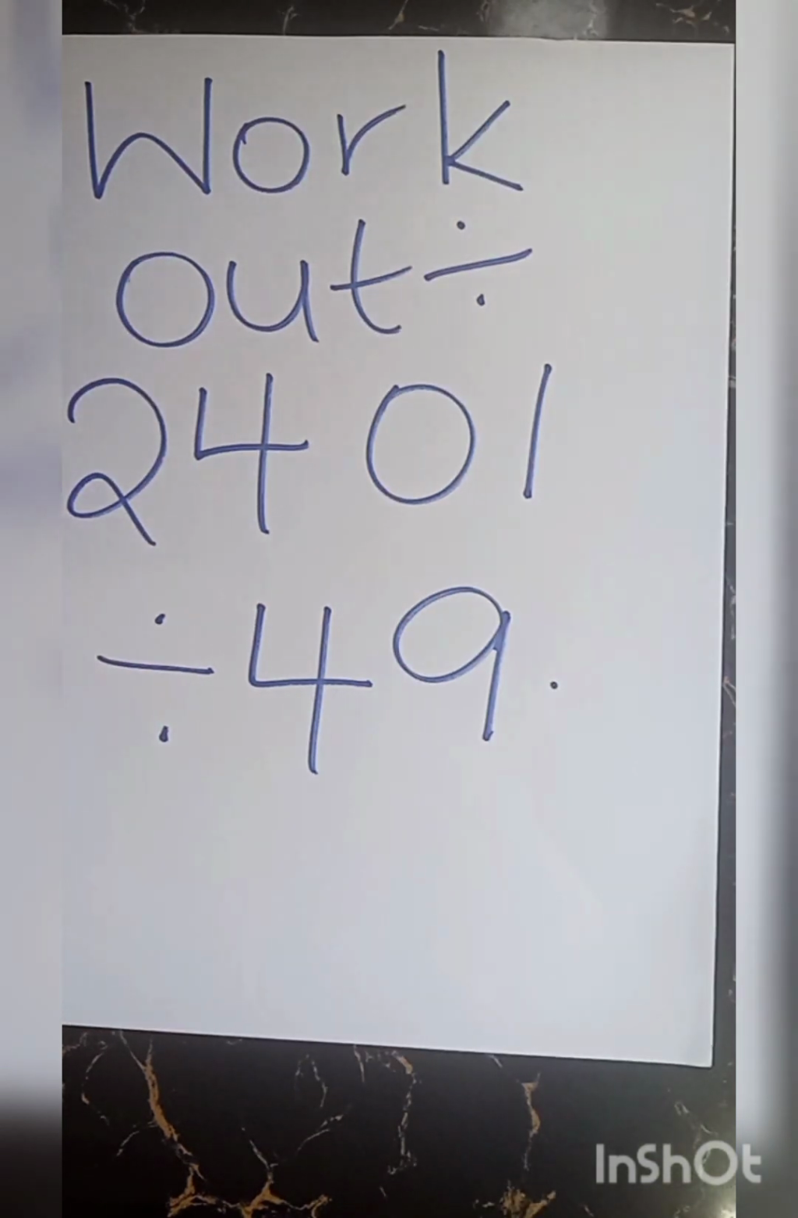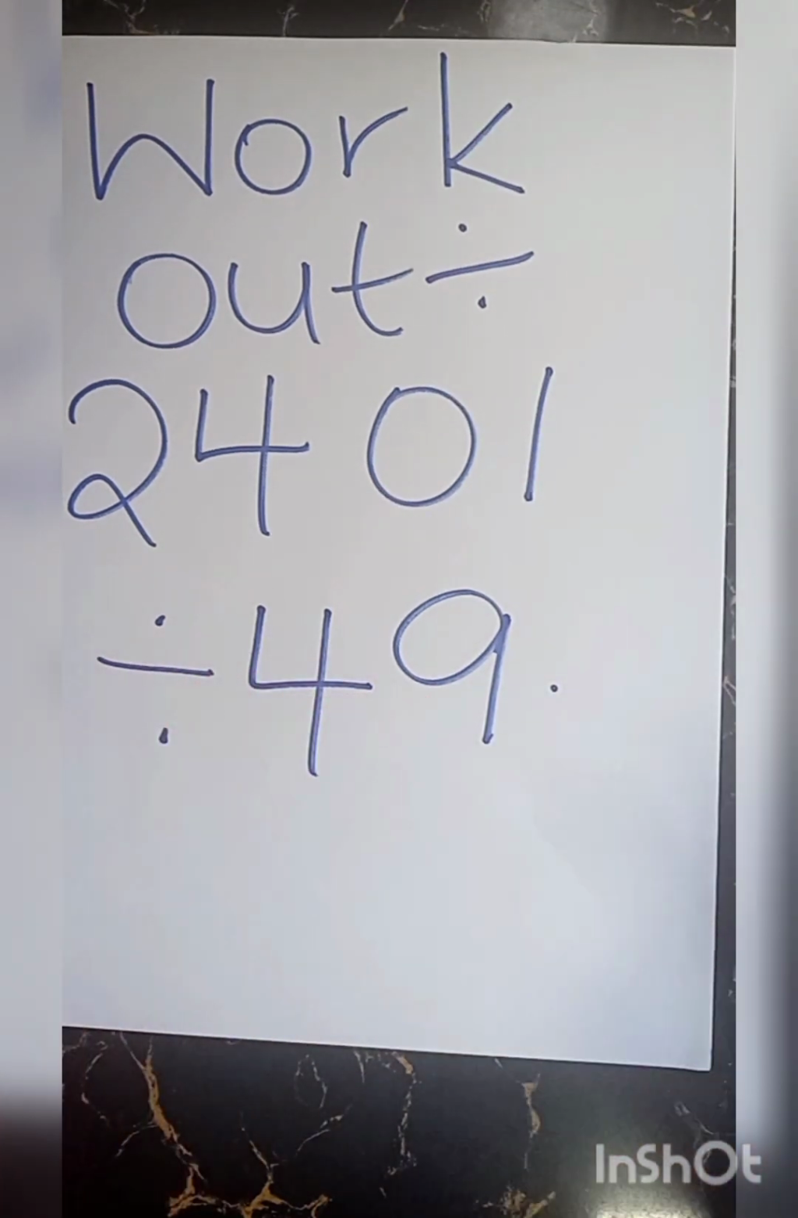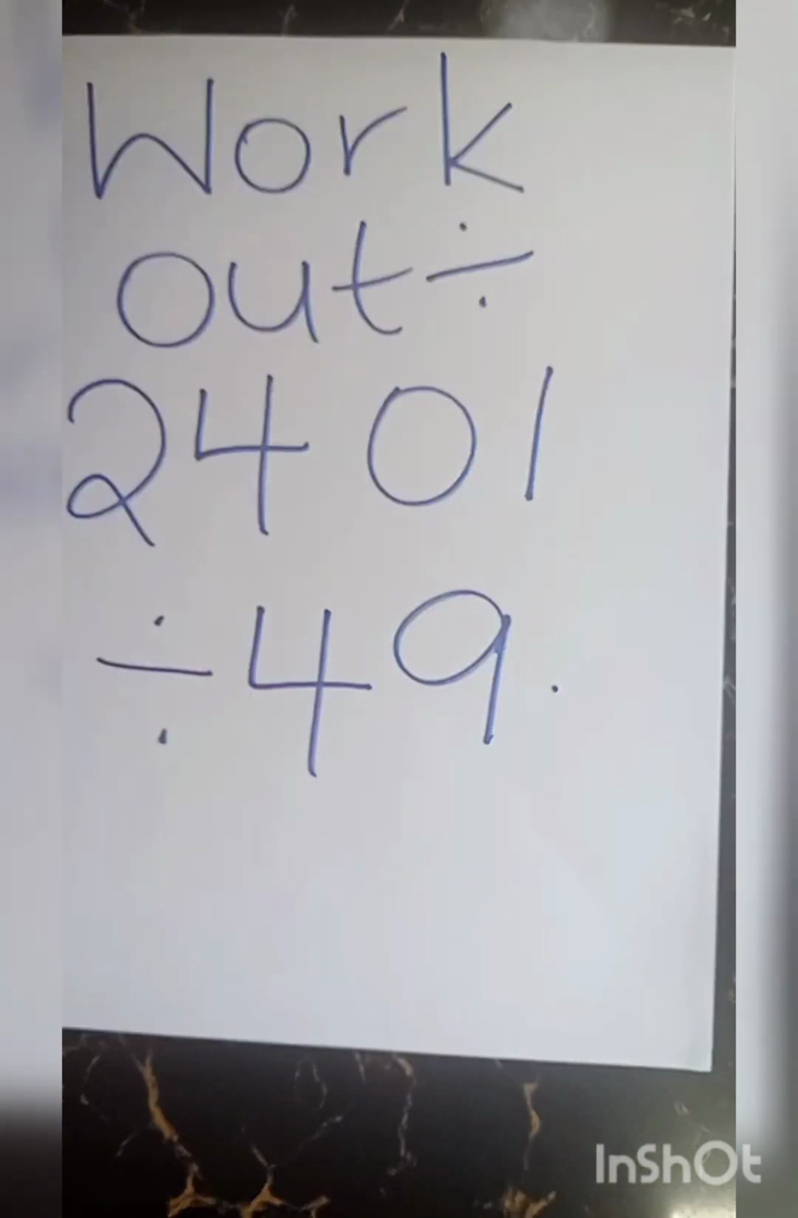Work out this, okay? So anytime you see a question like this, you should automatically know that you need to be conversant with table 49. And for table 49, we'll start by writing tables 4 and 9 side by side. We went through tables 4 and 9, so I won't repeat. I'll leave the links in the description box below.